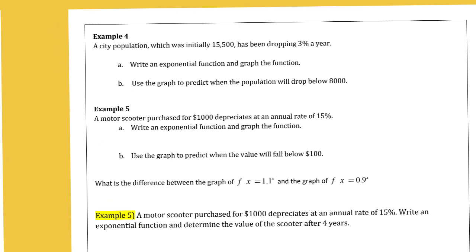So it's losing 3%. So the amount you have is based on time. It starts with 15,500, and you're going to lose 3%. So it's 0.97 to the T. If they tell you the number of years and they ask you how much it's going to be, then great. When will it drop below 8,000?